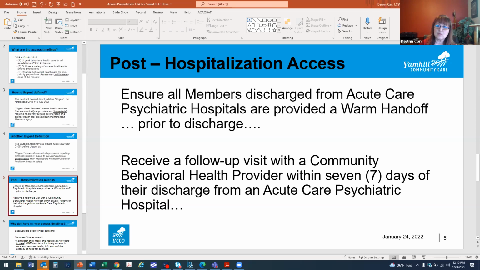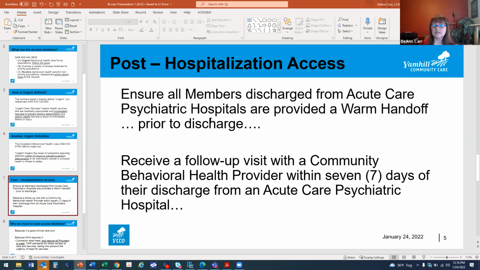One has to do with a warm handoff prior to discharge. And this language has to do with acute care psychiatric hospitals. So if you're an inpatient provider providing those psychiatric hospitalizations, there is that expectation that you are connecting the member to a community-based provider, whether it be a case manager or their therapist or someone, but that's happening prior to discharge.